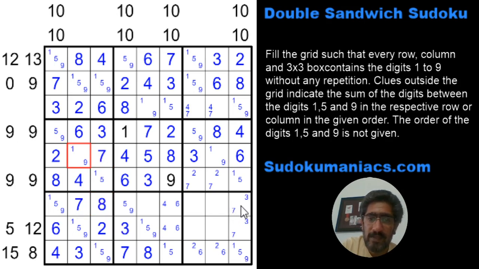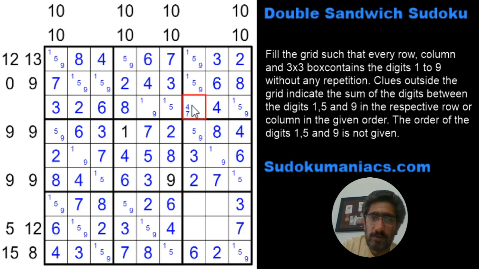So if this is a 7, this is a 3, this becomes a 7. Alright, and this would be a 2. With this 6, this is a 2, this becomes a 6. So this becomes a 7, this becomes a 2. 1, 5, 9, 4, 6. Also, this is a 4, and this becomes a 6.